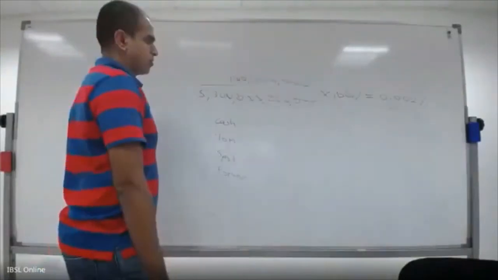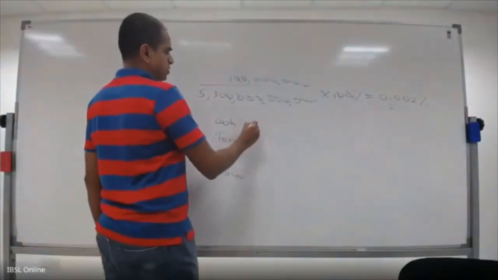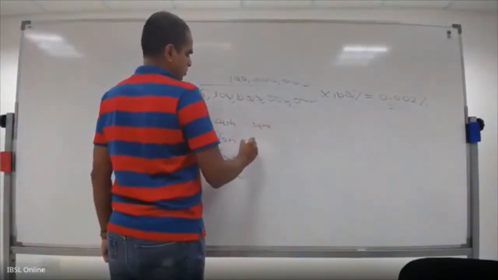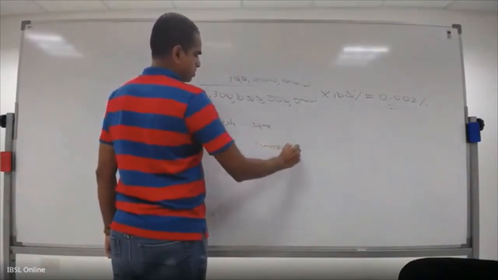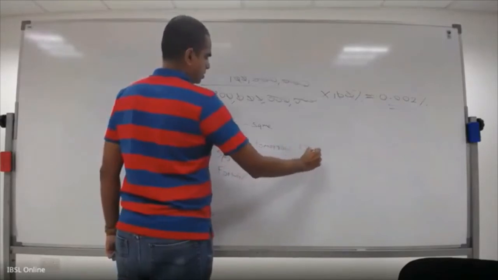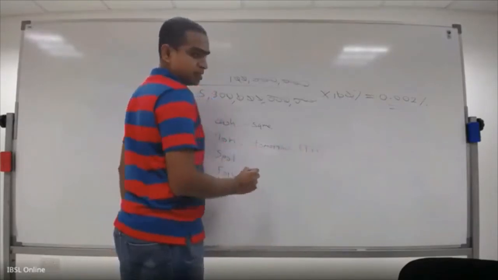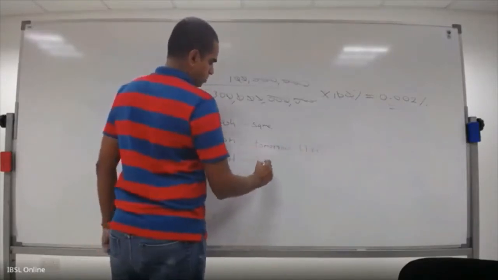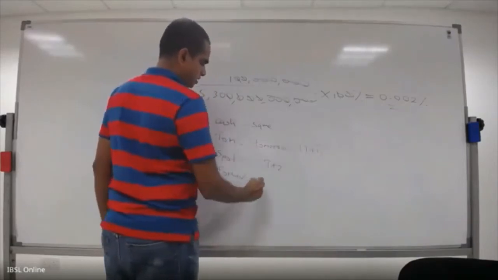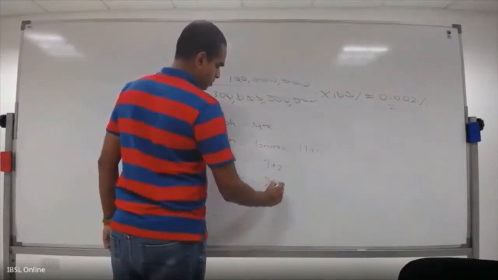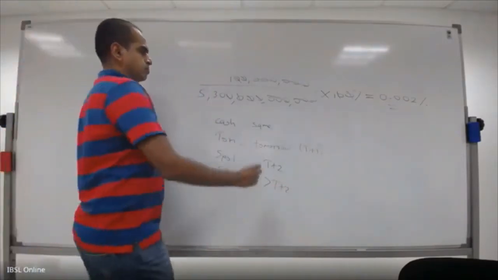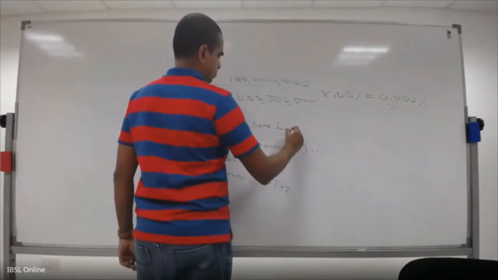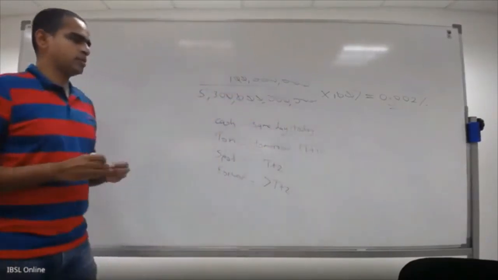Cash terms, spot and forward. Cash means same day settlement. Term means tomorrow, so in other words, T plus 1. Spot is 2 working days, that is T plus 2. Forward is anything beyond T plus 2. These are the 4 different terms.